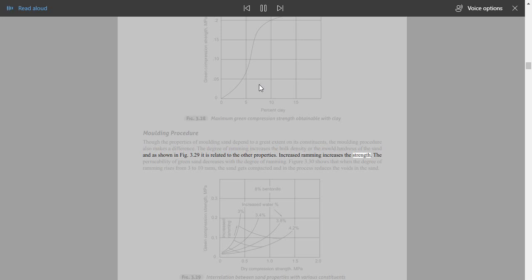Increased ramming increases the strength. The permeability of green sand decreases with the degree of ramming. Figure 3.30 shows that when the degree of ramming rises from 3 to 10 rams, the sand gets compacted and in the process reduces the voids in the sand.